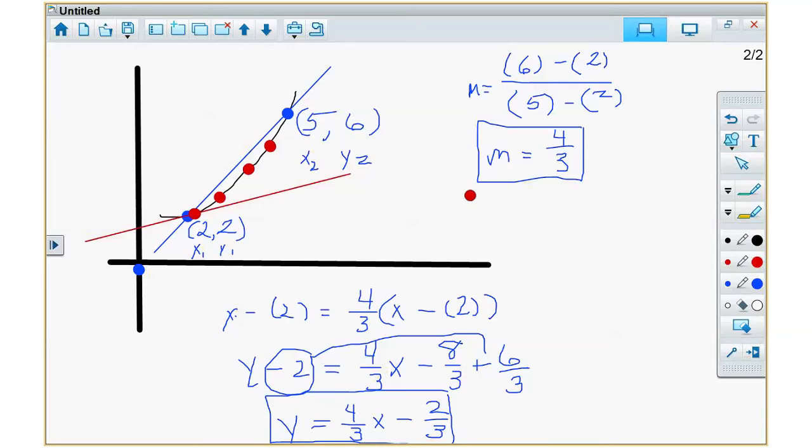2.3 is where your test is actually going to start. All right, you may get a couple of questions about slope out of 2.1 and 2.2.